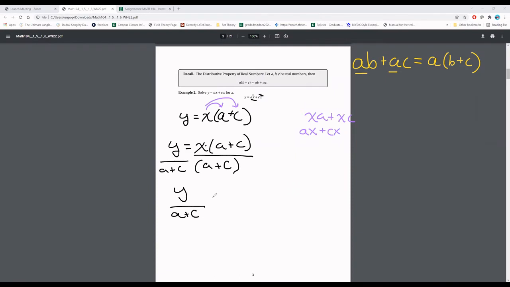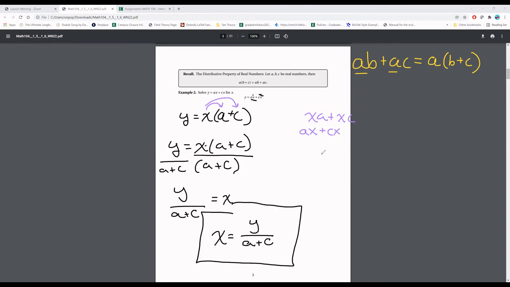And what happens? Well, quantity a plus c divided by quantity a plus c is just a 1. That gives me x by itself. And if you prefer, write that x equals y over a plus c. That gives it to us. Box my final answer, and we're ready to go.